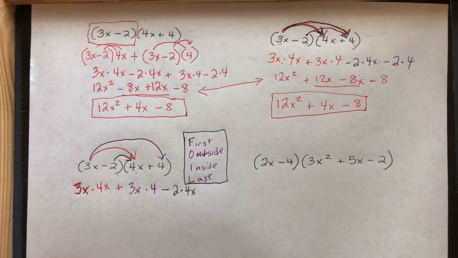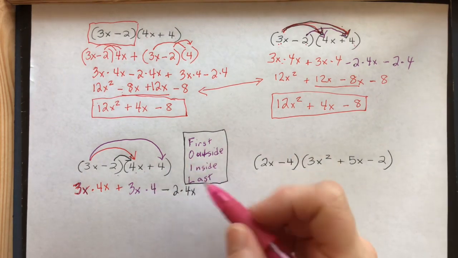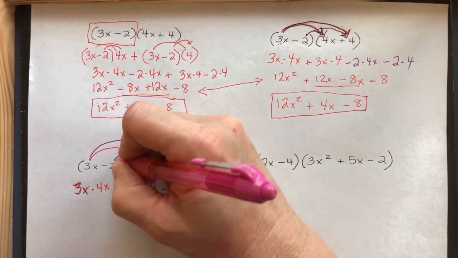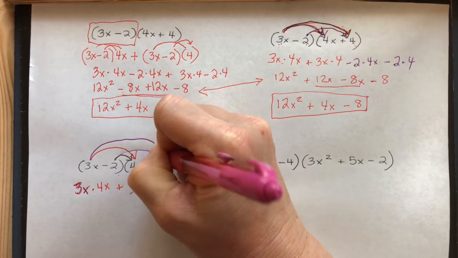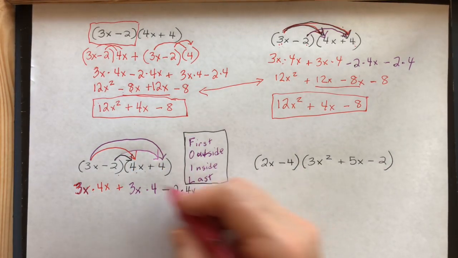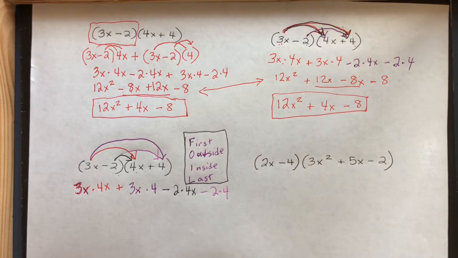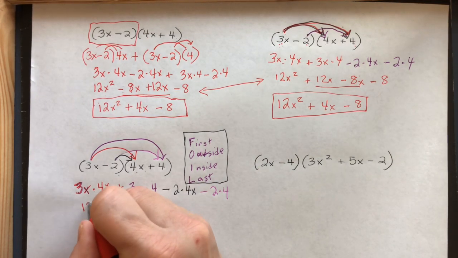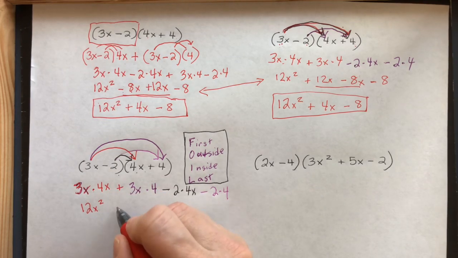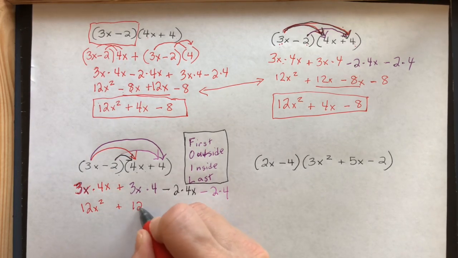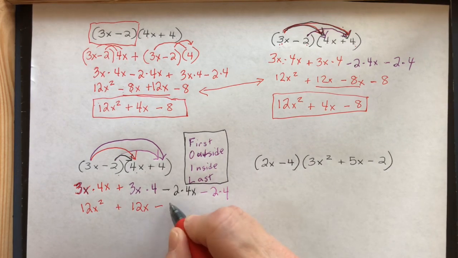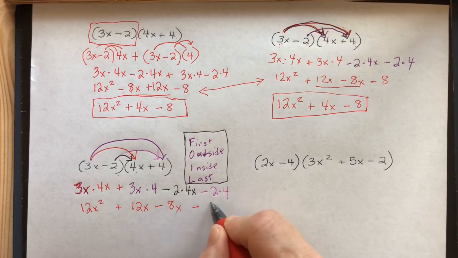Okay, and then the last thing I will do is last. So the last term in each binomial. That's just about the same color as my purple. Minus 2 times 4. Now, if we combine all of these, 12x squared plus 12x minus 8x minus 8.